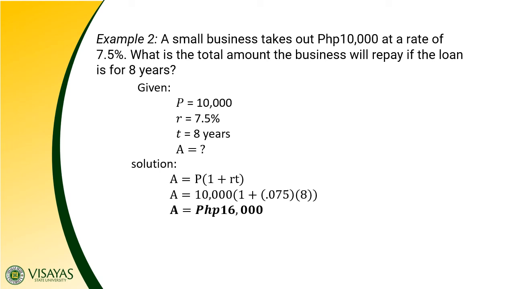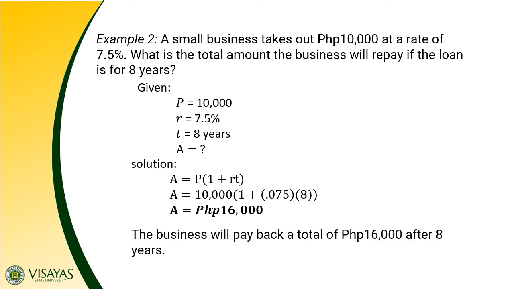Ibig sabihin, after 8 years, yung 10,000 with 7.5% simple interest, yung future value niya is 16,000. Ibig sabihin, yung tubo niya is magkano? 6,000. Just subtract 16,000 minus 10,000. Okay? And in conclusion, the business will pay back a total of 16,000 after 8 years. Klarado ba? I hope nasusundan yung explanation.